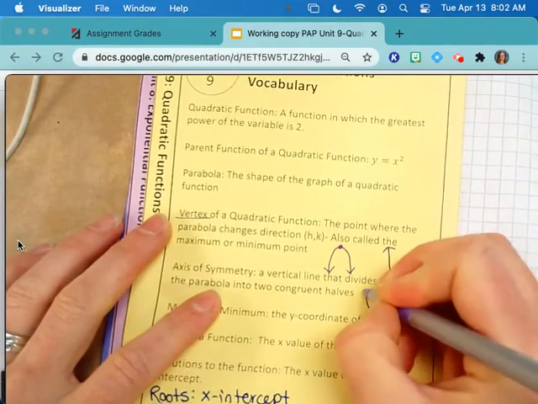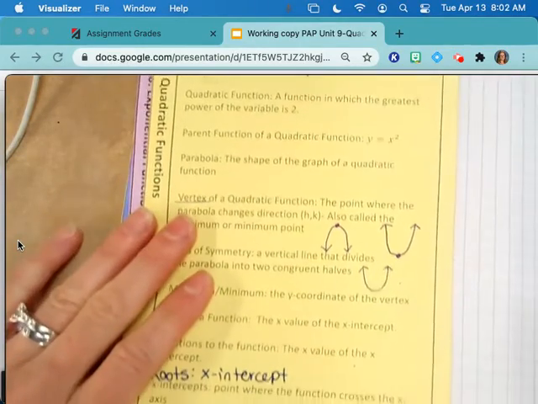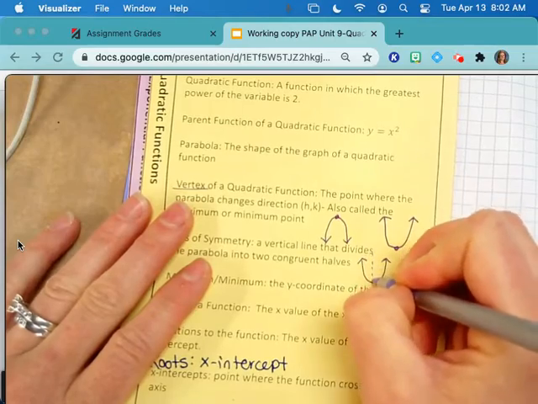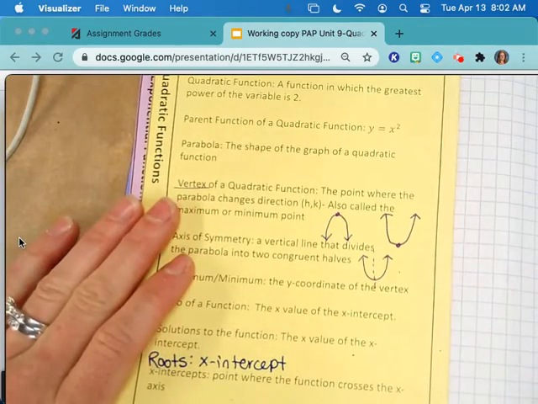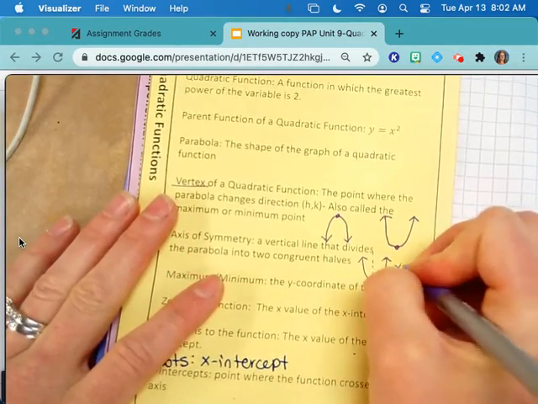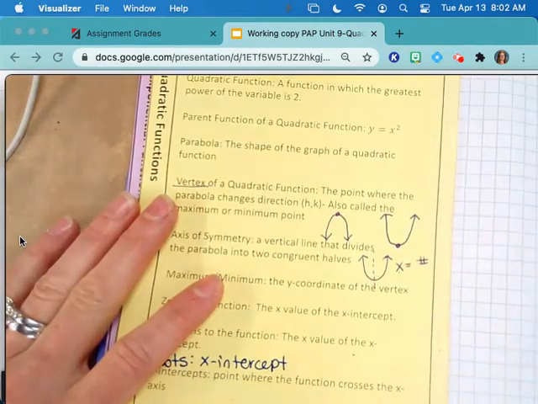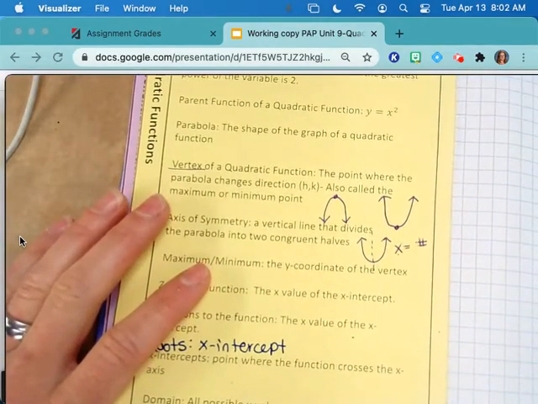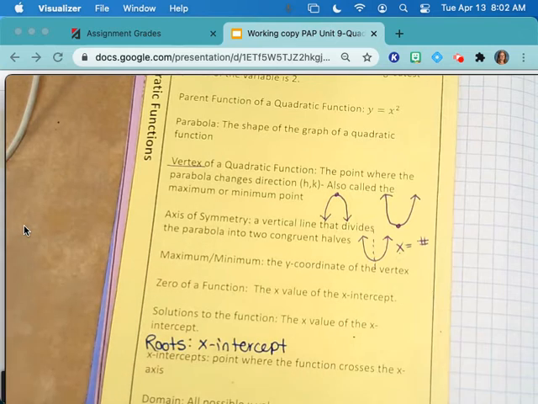So if I have an upward parabola, it's the vertical line that cuts it in half, and it's always written as x equals some number. Because it's a vertical line, it has an undefined slope, so it's x equals some number.